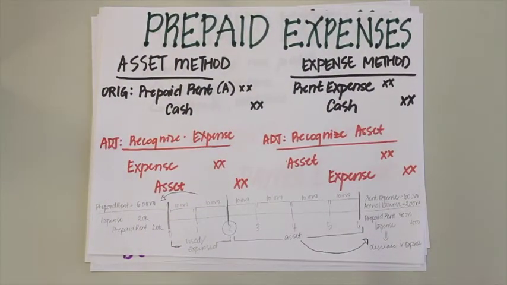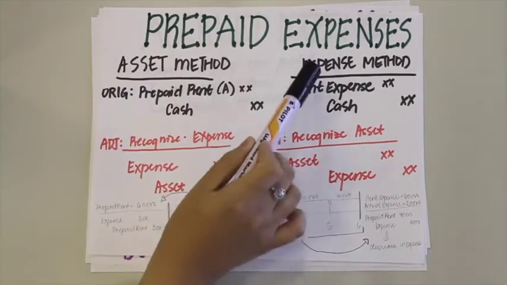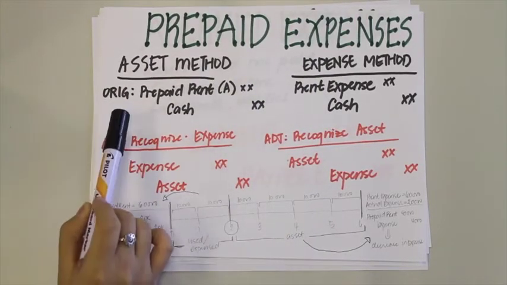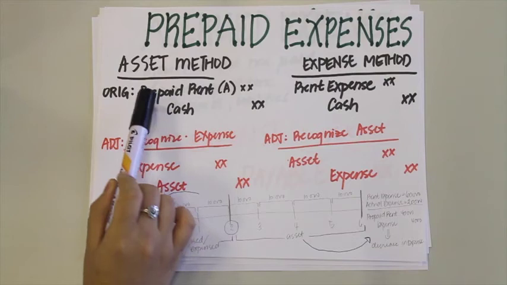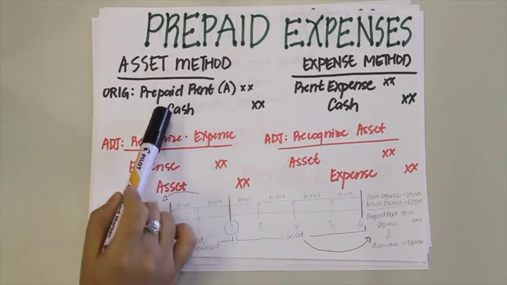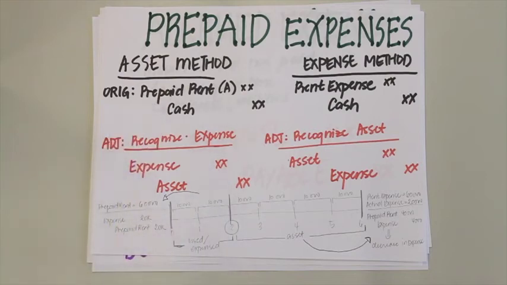Prepaid expenses are expenses that have been paid for but not yet incurred. Simply put, these are advance payments. There are 2 ways of accounting for adjustments relating to prepaid expenses, namely the asset method and the expense method. Under the asset method, the original entry recorded involved a debit to an asset, in this case to prepaid rent, and a credit to cash. Notice that no expense has been recognized.